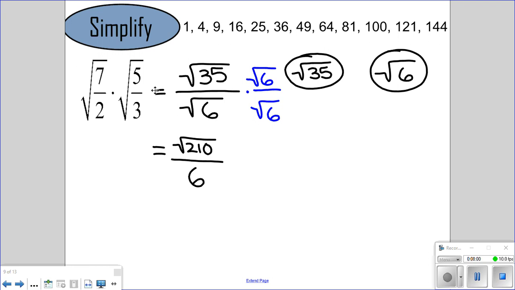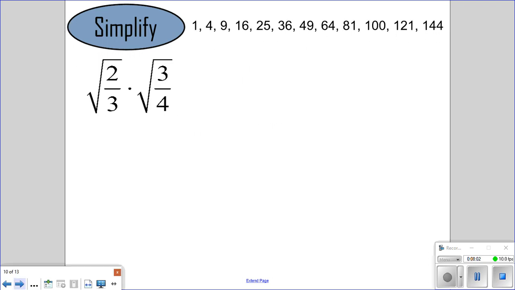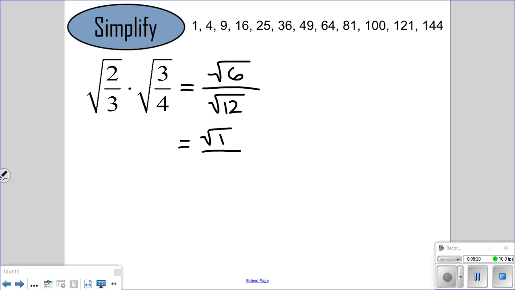We do the same thing on this problem here, so let's go ahead and 2 times 3 is 6. 3 times 4 is 12. However, these fractions can be broken down, so 6 divided by 12 is going to be 1/2. So we have square root of 1 over square root of 2. Let's break both those down as separate problems. So square root of 1 is 1. Up top, we can write 1. Square root of 2, can't do anything with that, so we just leave it as square root of 2.